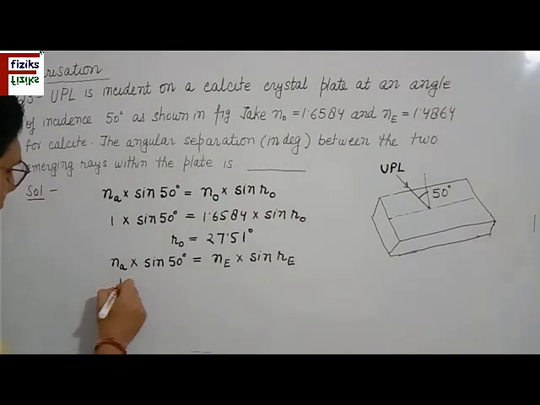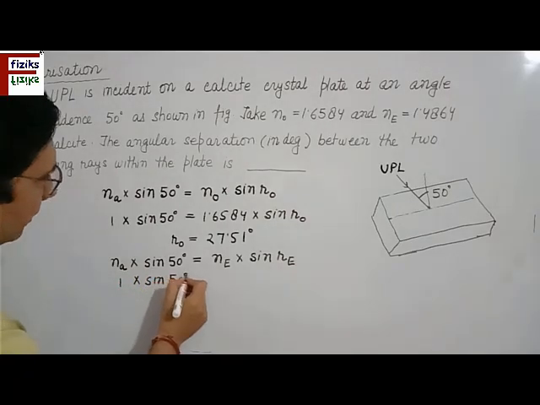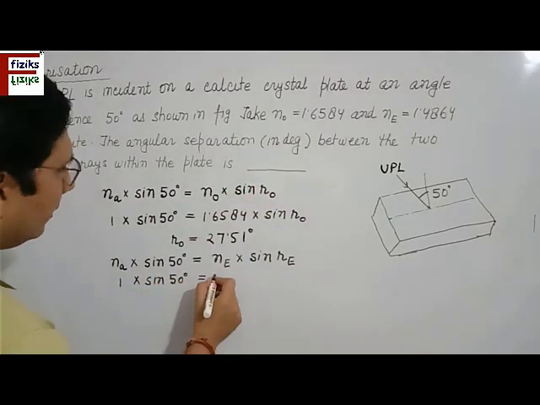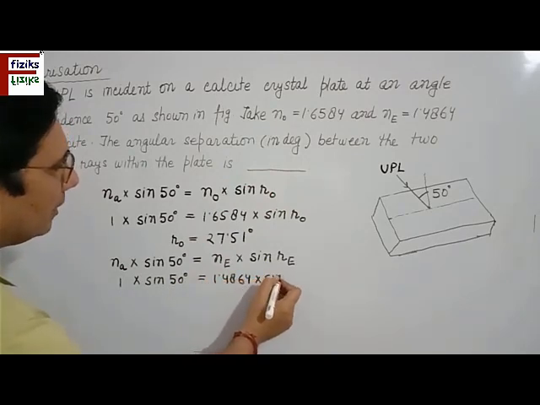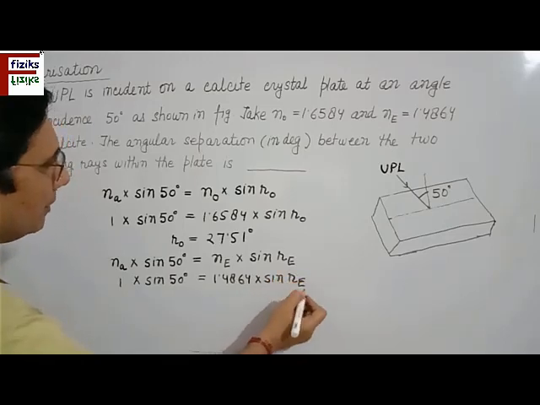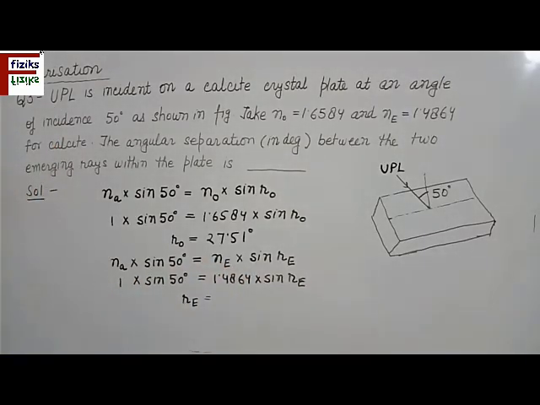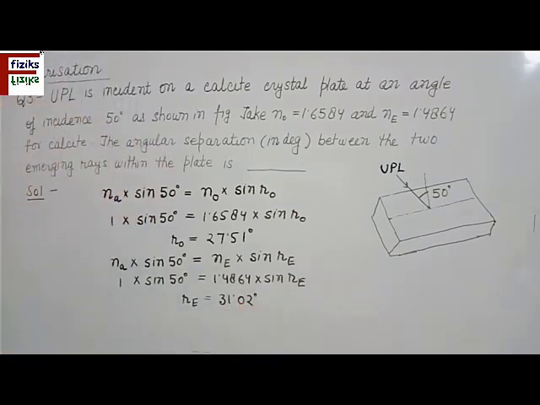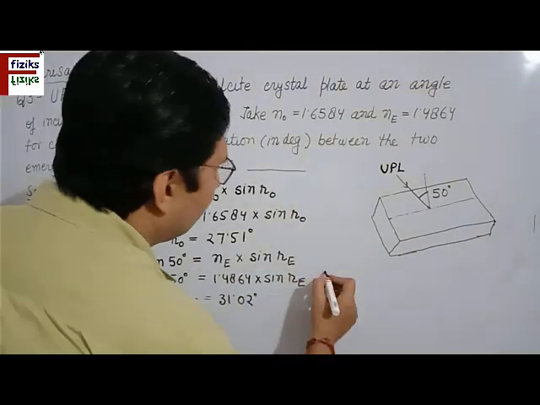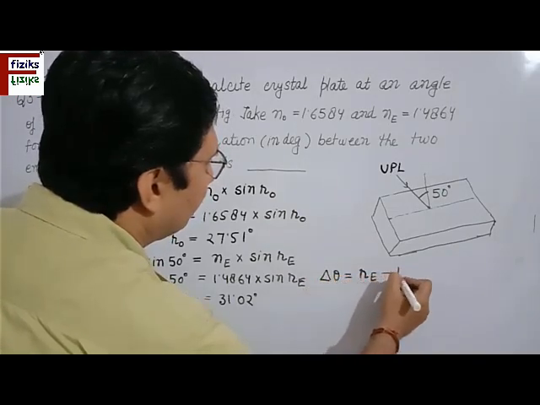Now substitute these values. NA is 1 into sine 50 degree equals NE, which is given as 1.4864, into sine RE. So RE can be calculated by substituting the value of sine 50 here, and it comes out to be 31.02 degree. So now the angular separation between both emerging rays, delta theta, will be equal to RE minus RO.